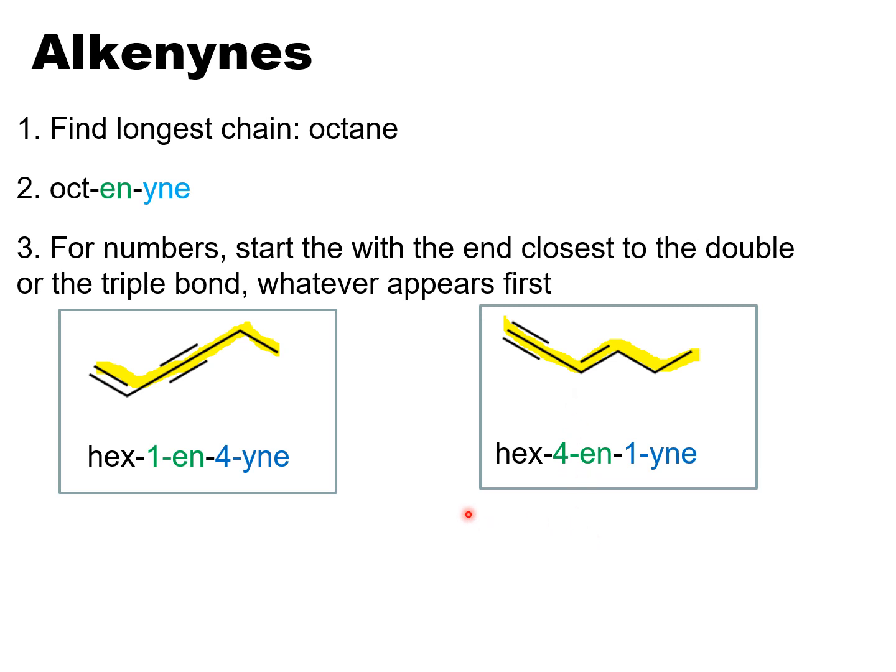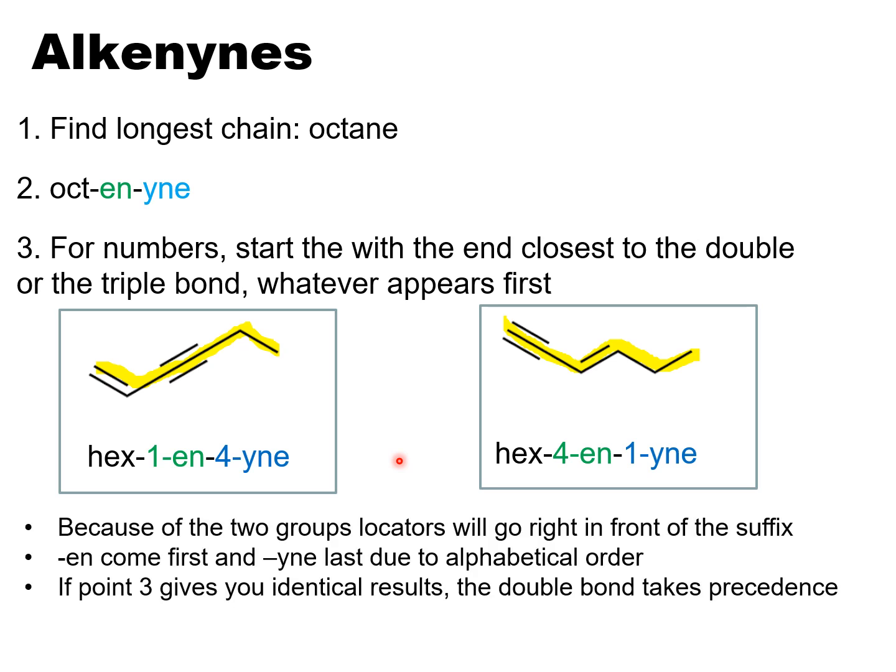So what I'm trying to underline is that it's not that the double bond has precedence or the triple bond or vice versa. You want the first one that's coming, it doesn't matter which of the two, to have the smallest number, unless you are in a situation that's ambiguous.